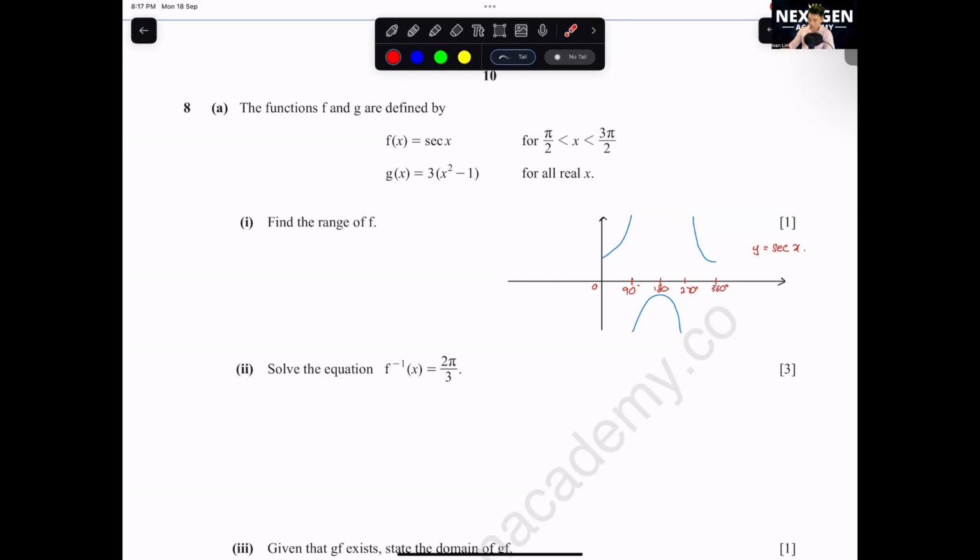Okay, so how do I find the range of f for this one? From pi over 2, pi over 2 is 90 degrees, right? Until 3 pi over 2 is how much? 3 over 2 times 180 is 270. So you look at the graph. You see from 90 to 270 is this part here, right? Your value, this is 1 and negative 1. So your range is this part here. So your range, your f is less than or equal to negative 1.